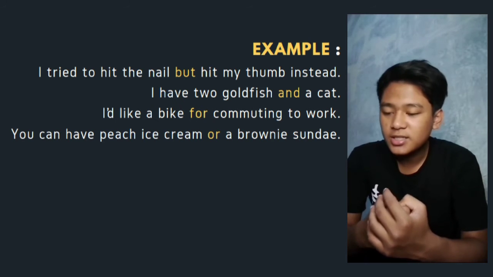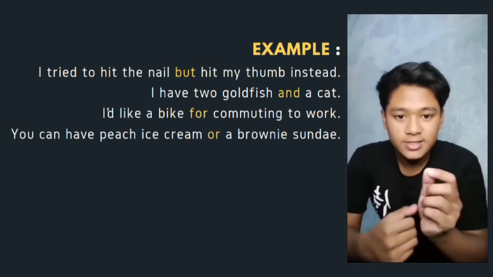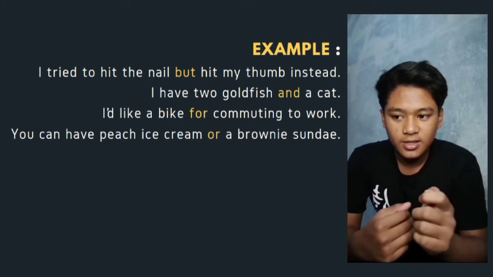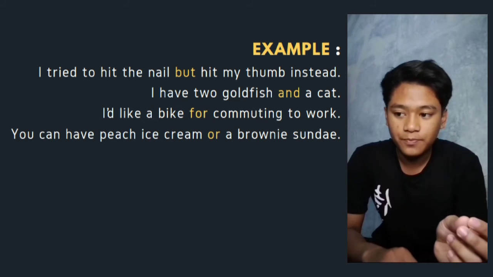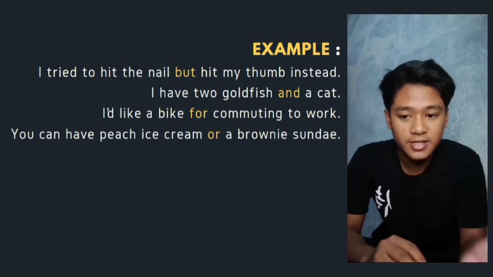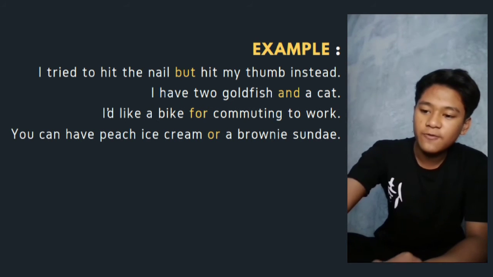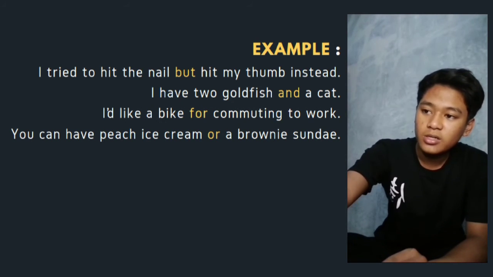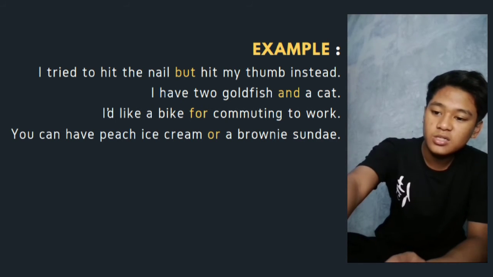And look at the second example. I have two goldfish and a cat. I'd like a bike for commuting to work. You can have peach ice cream or a brownie sundae. So a conjunction, as we can see from the examples, is used to connect words, phrases, clauses, or sentences.